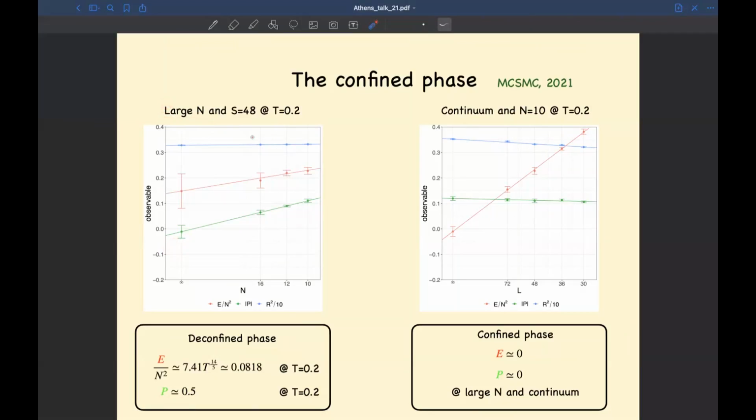So as it turns out, energy is sensitive to the continuum limit, while the Polyakov loop is sensitive to the large N limit. And from this, I hope that I can somehow convince you that we are not in the deconfined phase, but we are in the confined phase, since energy and Polyakov loop are 0, which is expected in the confined phase.